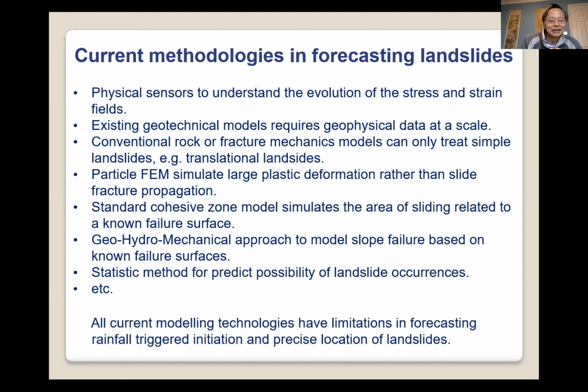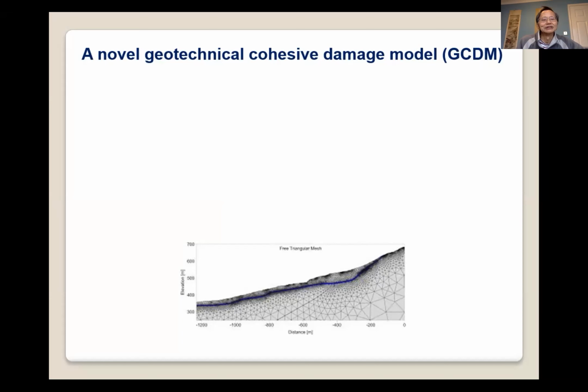All of these models currently have limitations in forecasting rainfall-triggered initiation and propagation, especially the precise location of landslides. So the problem is: can we forecast landslides in terms of the weather forecast? If heavy rainfall comes next week or the week after, can we predict the landslide initiation, the location, and the potential damage? If we can, this will help decision making and reduce damage to people and infrastructure.